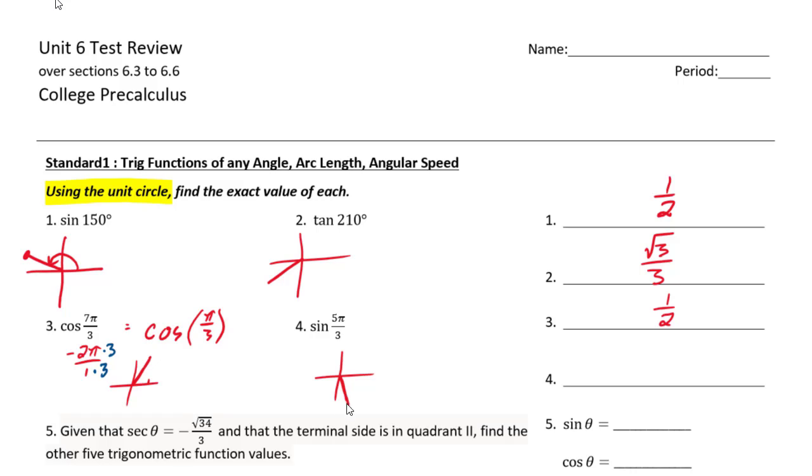So 5 pi thirds would be this steeper one here in that quadrant. Sine is the y value, so since it's below the x-axis, I know for sure it's a negative, and it should be the larger value compared to the horizontal position, since the horizontal position doesn't seem like it would be as far, so negative rad 3 over 2.